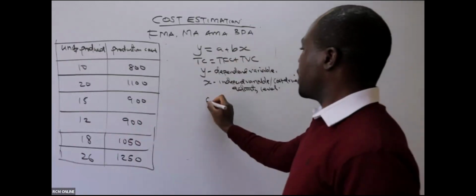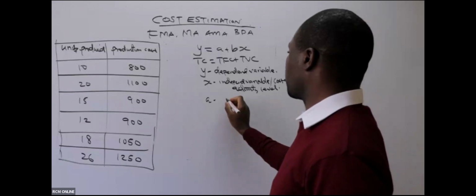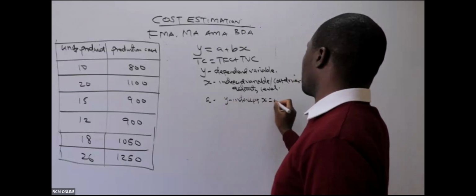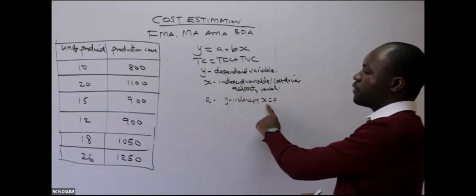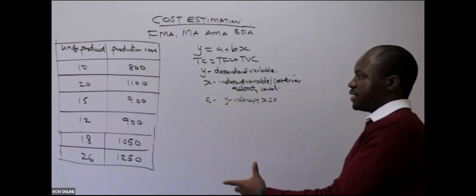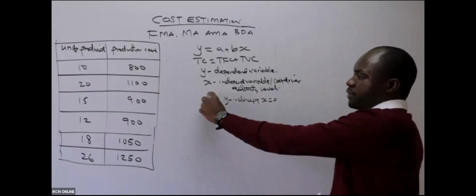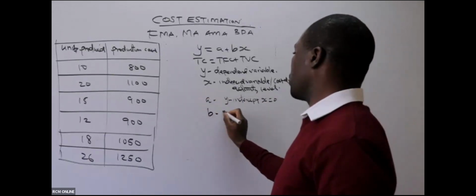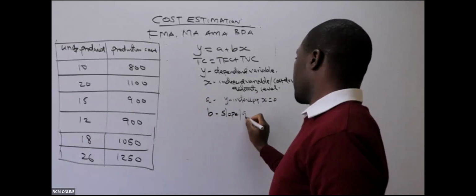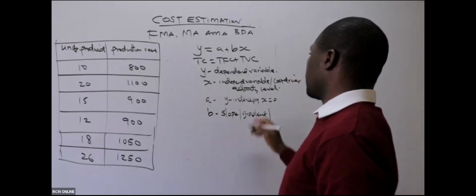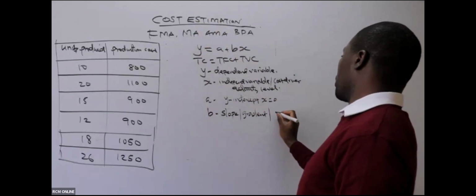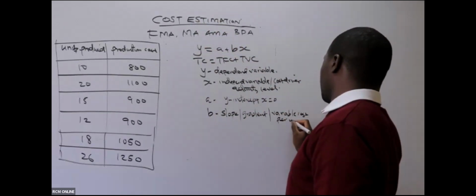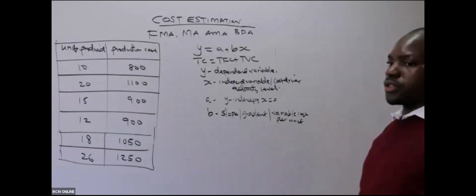Now, a here is what we call the y-intercept, the value when x is equal to 0. When x is equal to 0, you've not done any production, you've not done any activity, and yet you'll be able to see we already have some cost incurred. So this is the fixed cost we are referring to. Then b, we normally call it the slope or gradient of the curve. And in terms of the cost estimation concept, we call it the variable cost per unit.